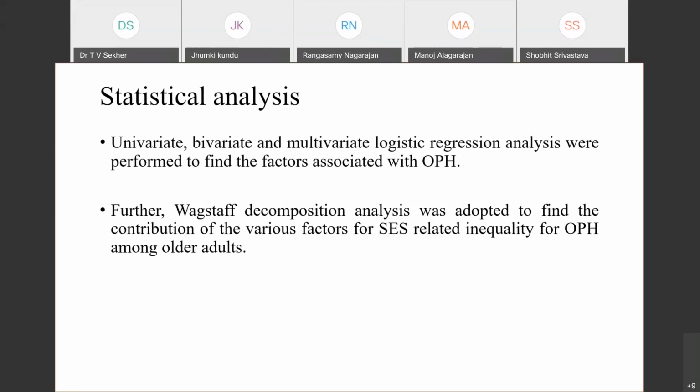Statistical analysis: univariate, bivariate, and multivariate logistic regression analyses were performed to find the factors associated with OPH. Additionally, Blinder-Oaxaca type decomposition analysis was adopted to find the contributions of various factors to SES, that is socioeconomic status related inequality, for one-person household among older adults in India.